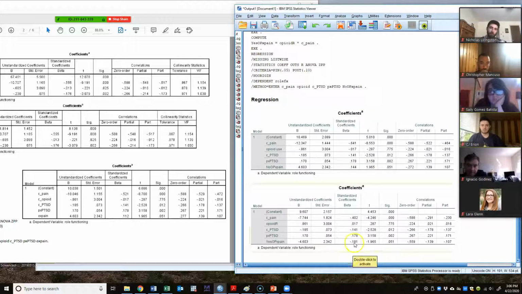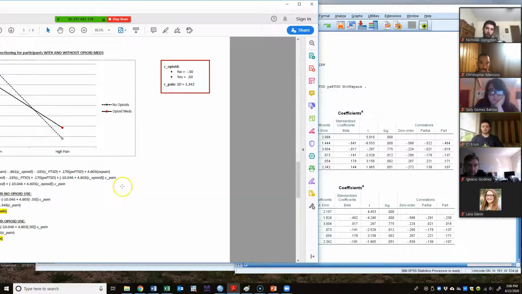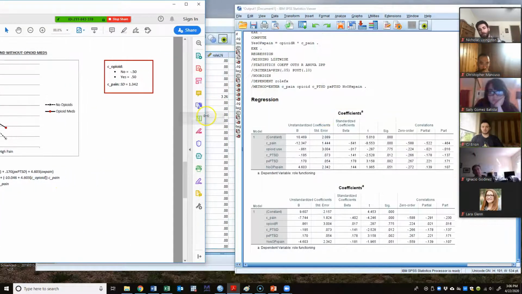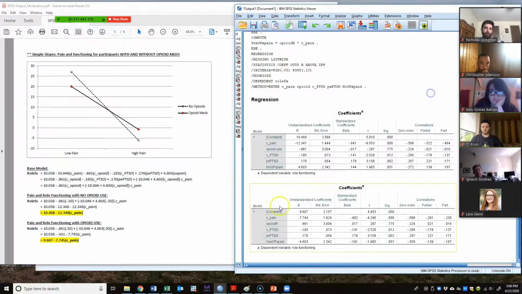Okay, but everything else is the same. And if I go back through and take a look at my simple slopes that I calculated by hand for no use, intercept 10.468, right? Within rounding error. Simple slope for pain, 12.348, 12.347. For people who are using, 9.607. Simple slope, 0.74, right? Everything adds up. Everything maps onto what I had calculated by hand. And so it all sums up together.